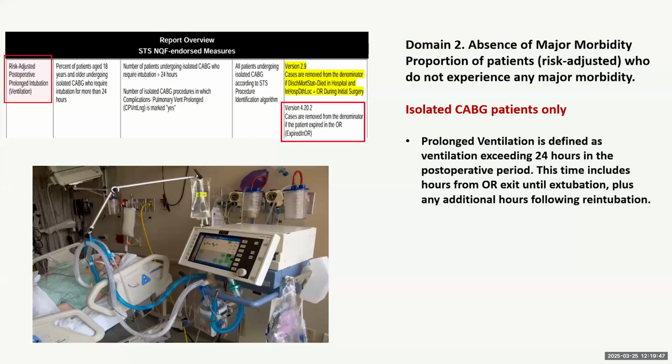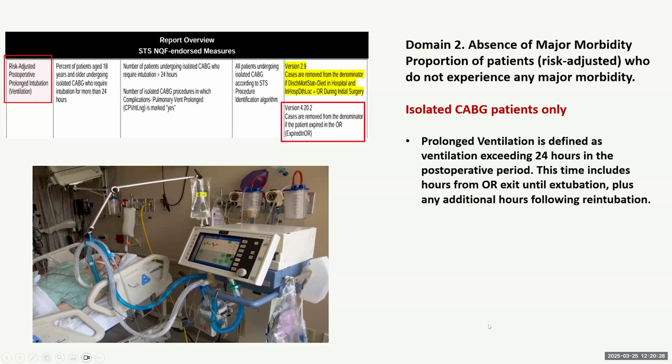The next domain for absence of major morbidity is risk-adjusted postoperative prolonged vent. Again, this is just for isolated CAB patients. Very few exclusions. If you die in the OR, you are excluded from this metric. It does not matter if you're intubated prior to surgery or not. That is not an exclusion. The only exclusion is expired in the OR.